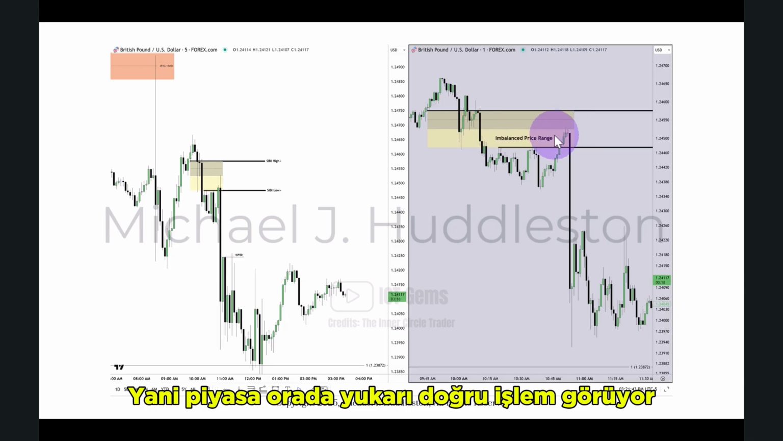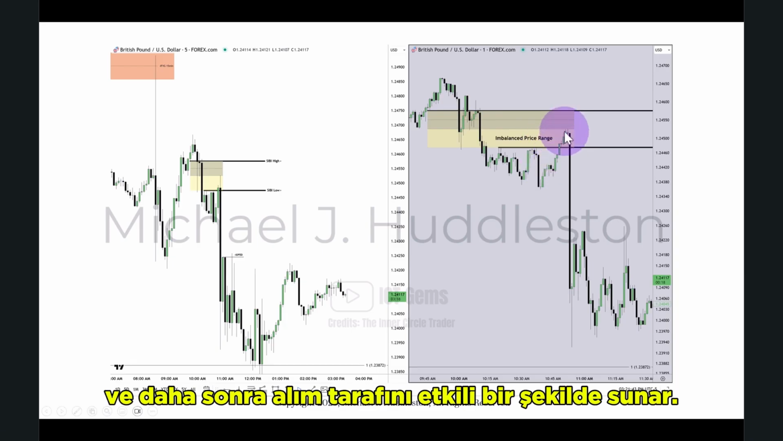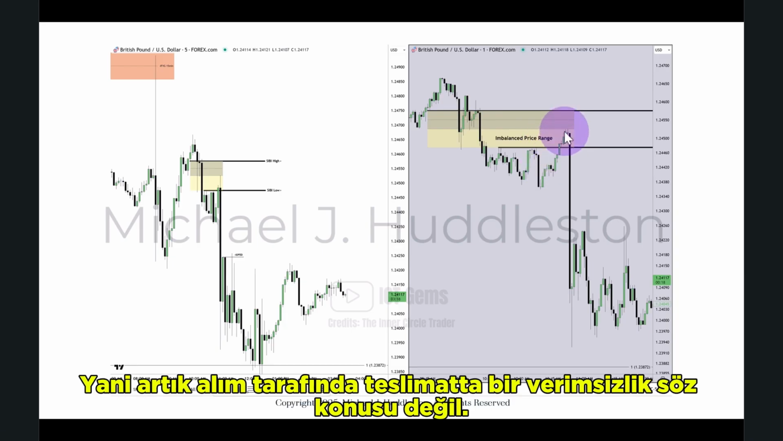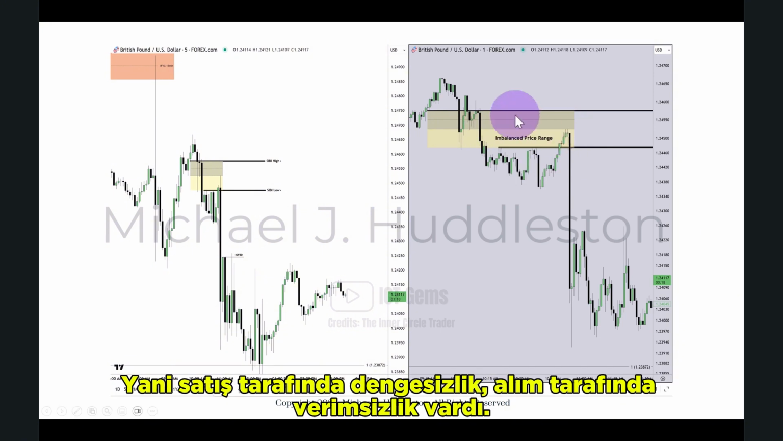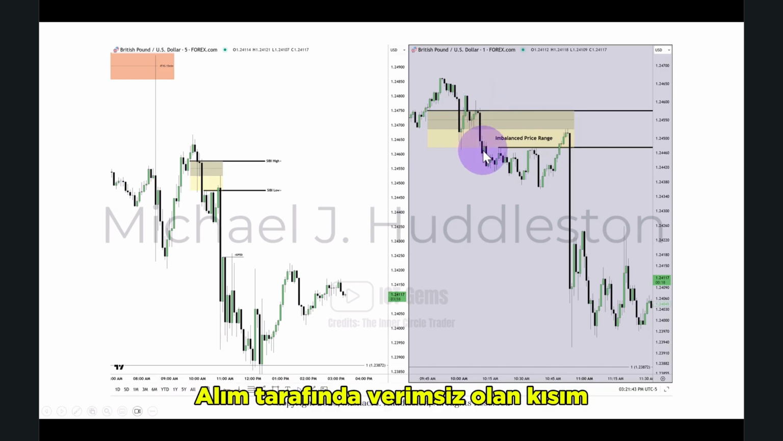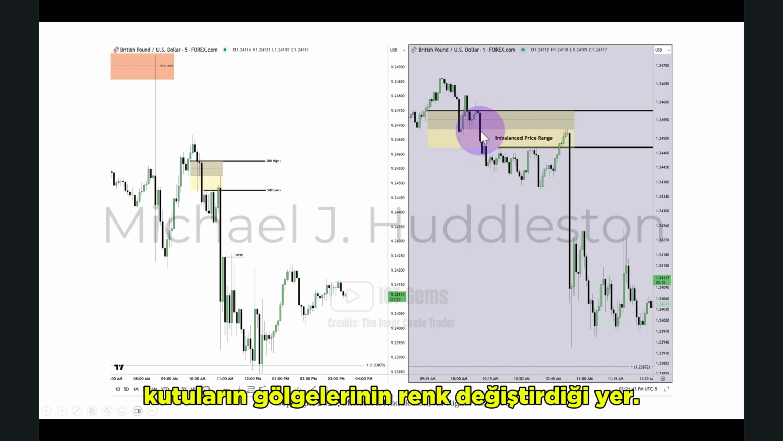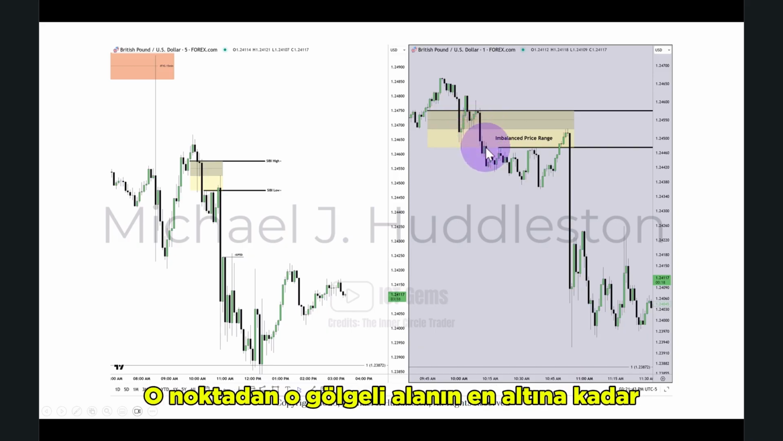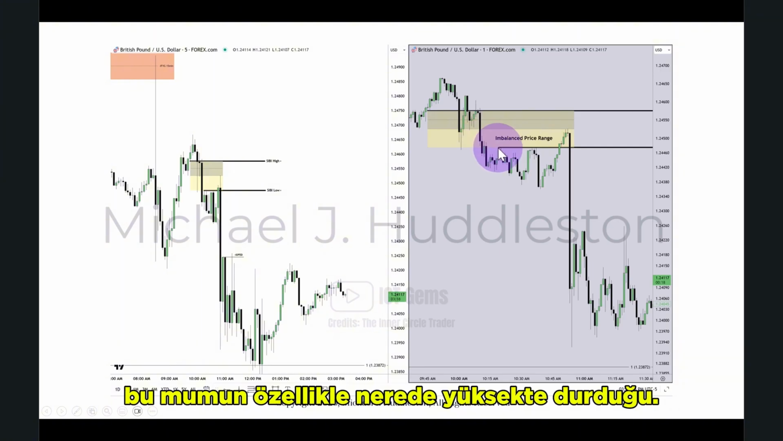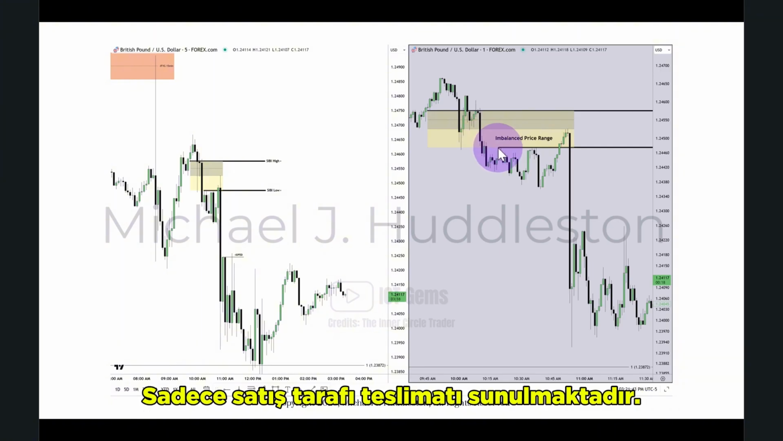So the market trades up in there and then efficiently delivers buy side. So now there is no inefficiency for buy side delivery. So we had sell side imbalance, buy side inefficiency. The portion that's inefficient on buy side is the lower half. Why? Because we only had a single pass with this candle's halfway point right here, where the shades of the boxes change color. From that point down to the low of that shaded area, or specifically this candlestick's high, it's only offered sell side delivery.